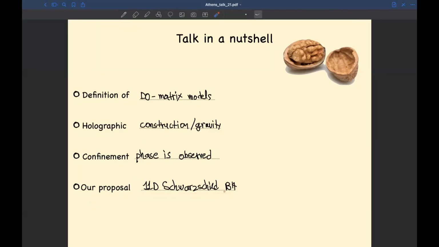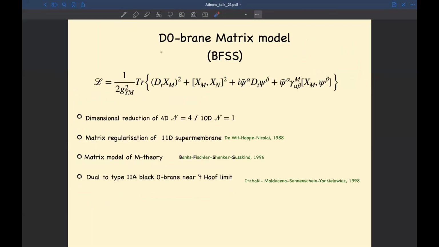So this being said, let's start with the definition of the model. This model appeared in many different places, and it is nowadays better known by the name BFSS, from the work done by Banks, Fischler, Shenker, and Susskind in '96. The model has a Lagrangian of this form, and it consists of bosonic matrices, which I call X, and fermionic matrices. Here M runs from 1 to 9, so you have 9 bosonic matrices, while alpha runs from 1 to 16, so one has 16 fermionic matrices.